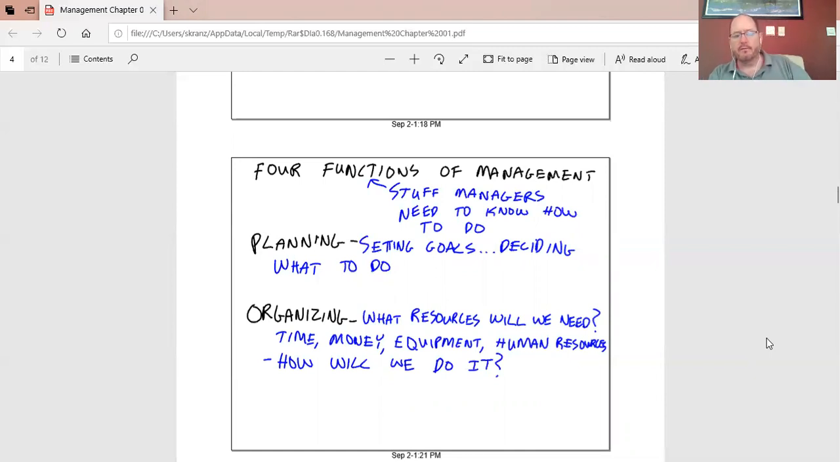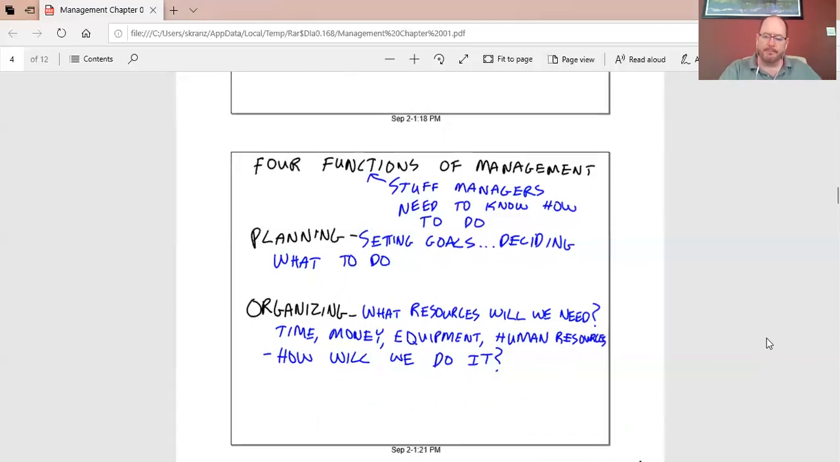And I'll give an example for each one, trust me, when I'm through I will. Then there's organizing. Organizing is asking what resources are we going to need to be able to achieve this goal? How much time are we going to need? What money, what equipment, what human resources? Organizing is basically asking the question, how are we going to do it?